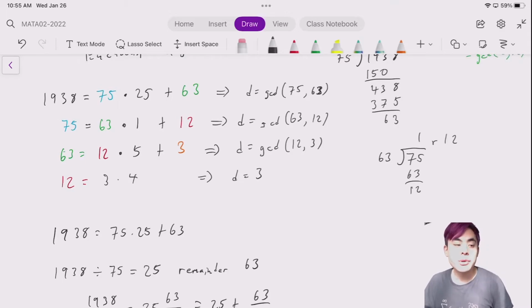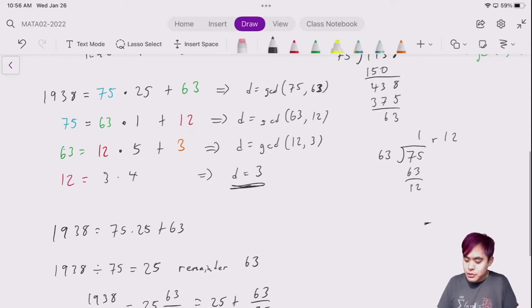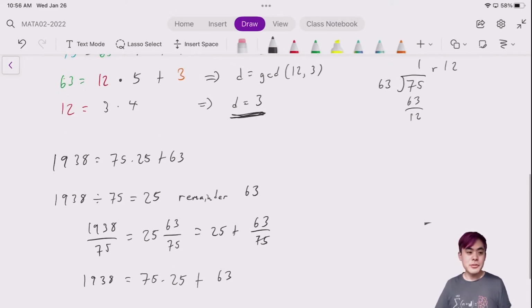So basically what you're doing is dividing and getting a smaller number and the remainder. Each time you get the remainder, it is obviously smaller than both of your numbers, and you keep going until the remainder is equal to 0. When the remainder is equal to 0, that's when you know you found your greatest common divisor. So the greatest common divisor of 12 and 3 is going to be equal to 3.